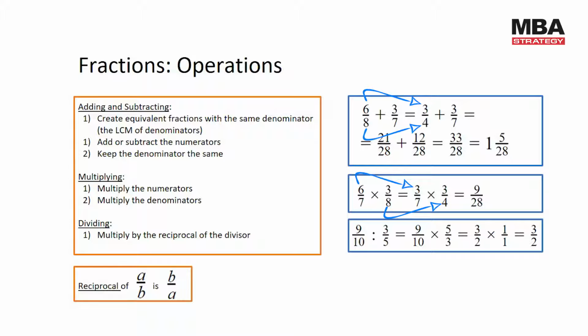And I flipped 3 over 5 to get 5 over 3. And before I rush into multiplication, I simplify. And I get, instead of 10 and 5, 2 and 1. Instead of 9 and 3, 3 and 1. And here what do we have? The second number is just 1 over 1. So multiplying by 1 is still the same number, 3/2.